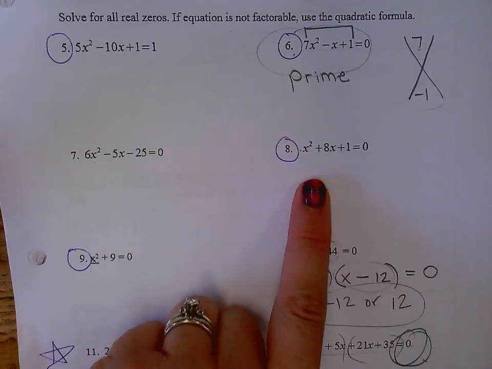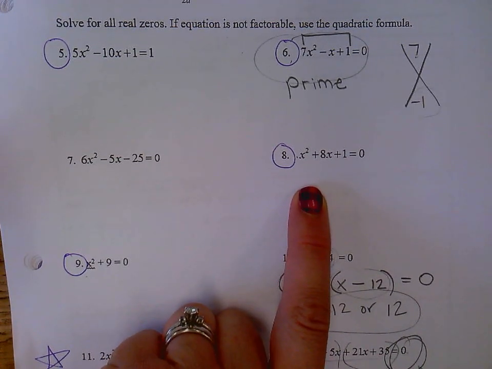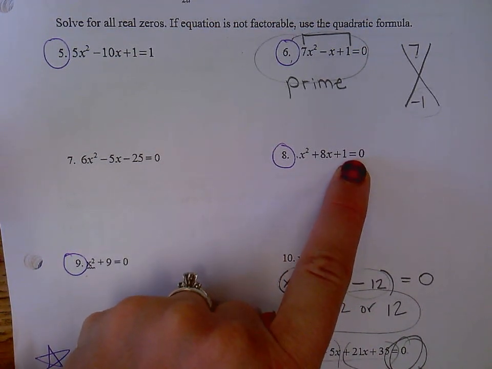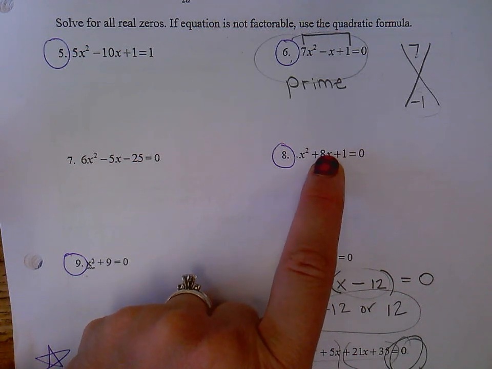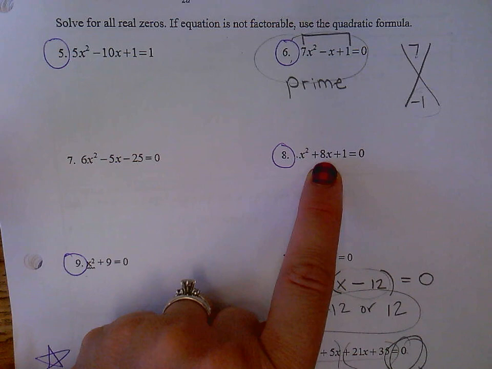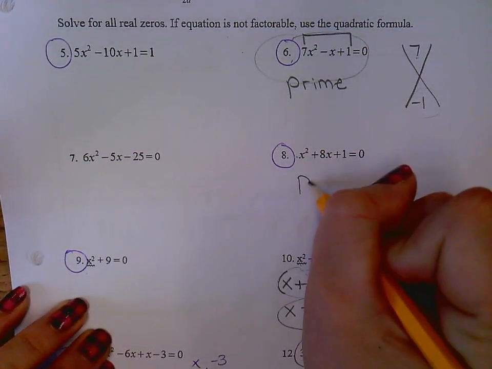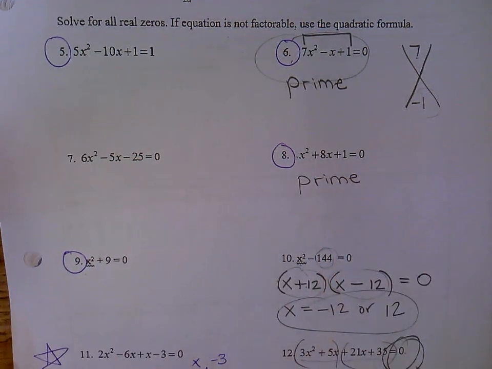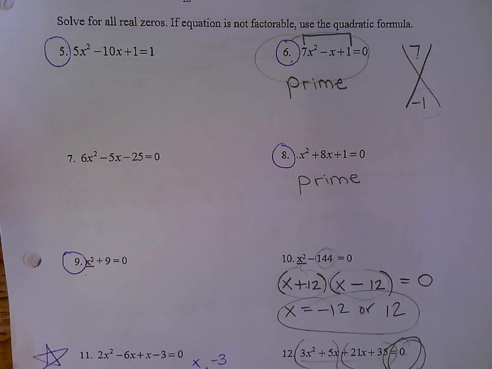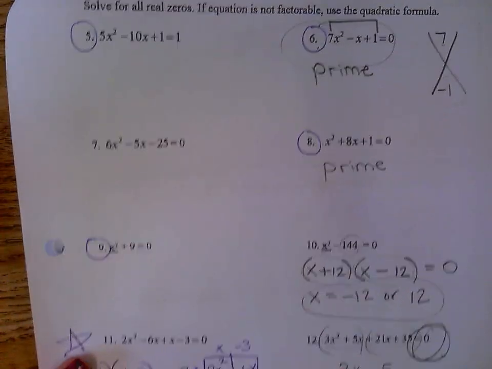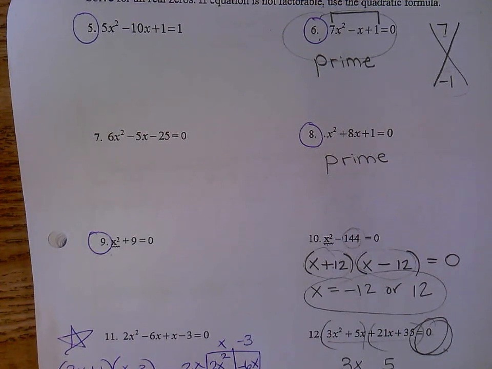Do you see how number 8 is also prime? Because there's going to be no factors of 1 that add up to 8, right? 1 times 1 is 1. That does not add up to 8. So this one is also prime. I'm going to skip the quadratic formula. It's not as important for pre-calculus, but kind of good to know. Why is number 9 prime? x squared plus 9. Why is that prime?